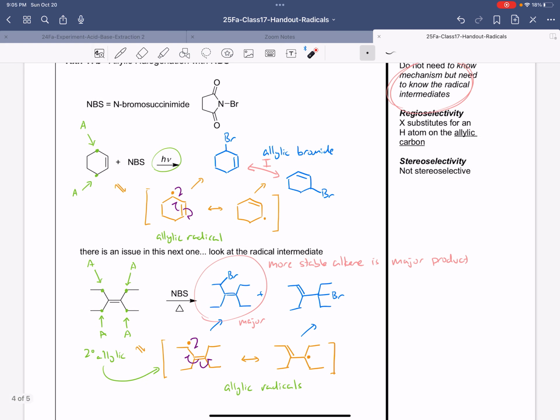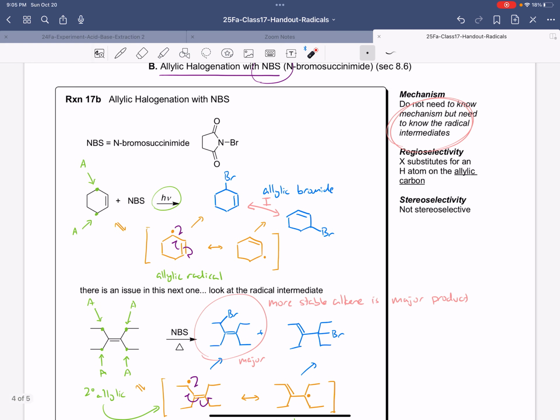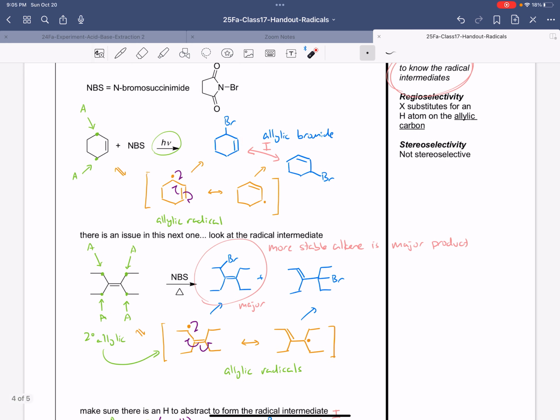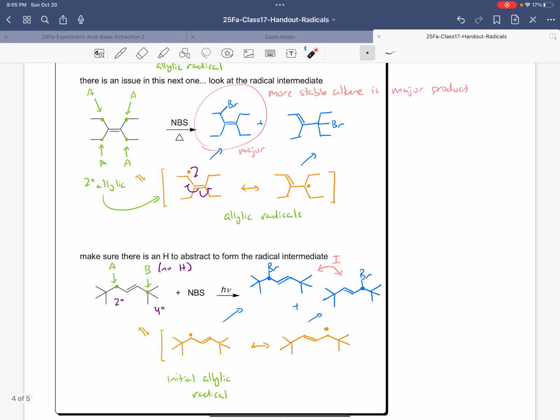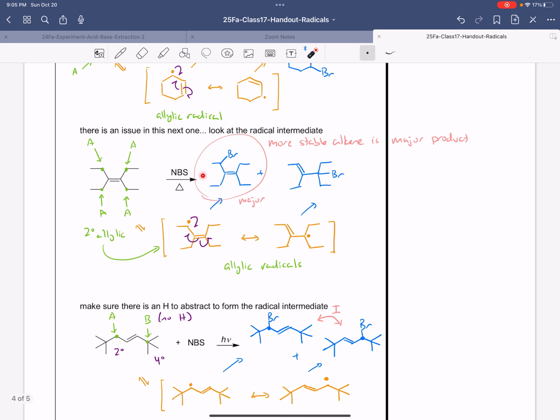Before I conclude this video, I mentioned again the regioselectivity. That's just saying that you want to make the most stable radical. And then from that and its resonance, you get the two products. And then you have to be aware that if they're identical, you have to say they're identical. If they're not identical, choose the more stable alkene.